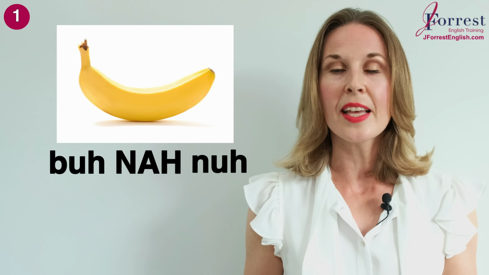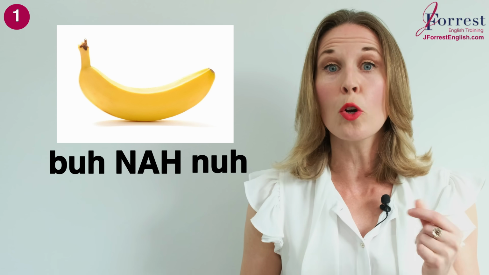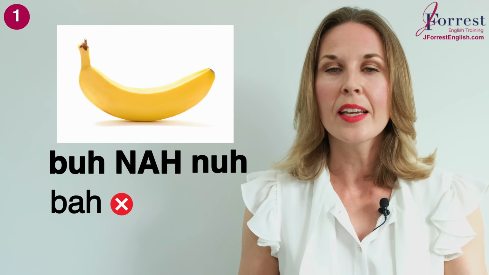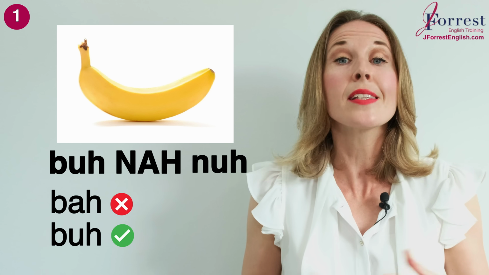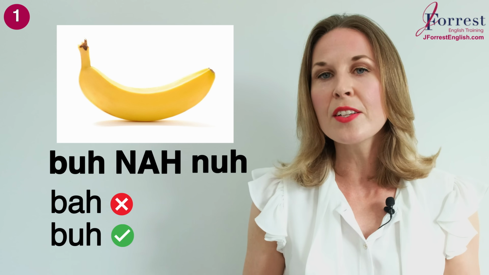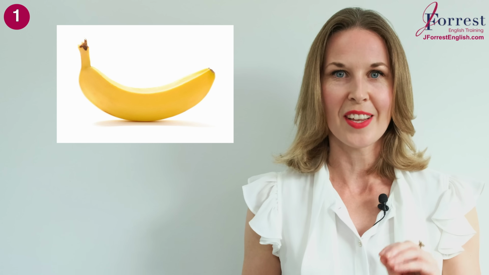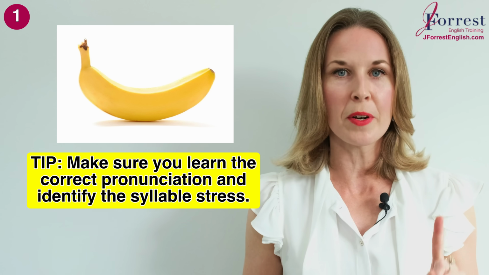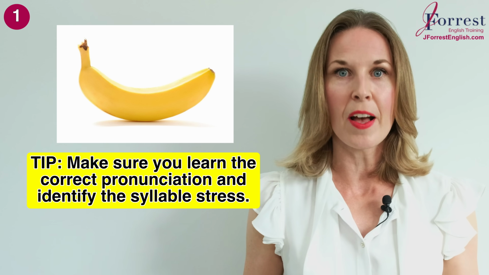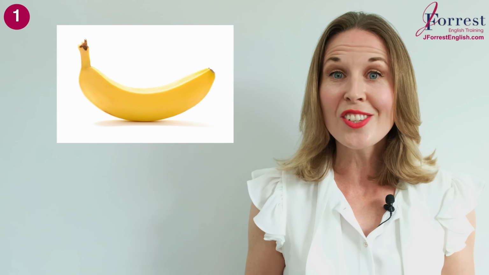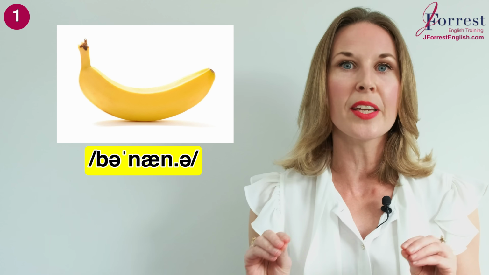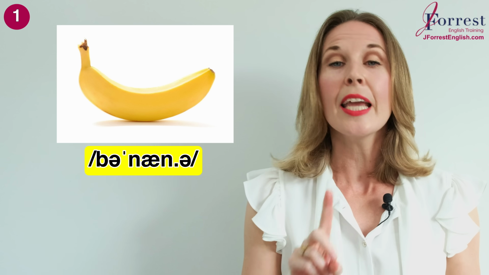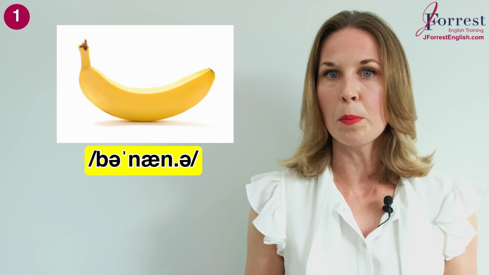That also means that the unstressed syllables need to be quicker and quieter. So instead of ba, it sounds like b because it's unstressed. It's the unstressed schwa sound. As a tip, when you're learning new words, make sure you learn the correct pronunciation and identify the syllable stress. The dictionary tells you which syllable is stressed by putting a mark. It looks like an apostrophe in front of the stressed syllable.